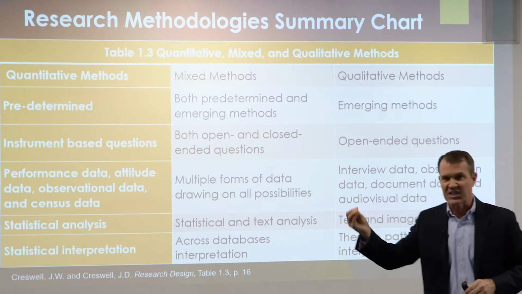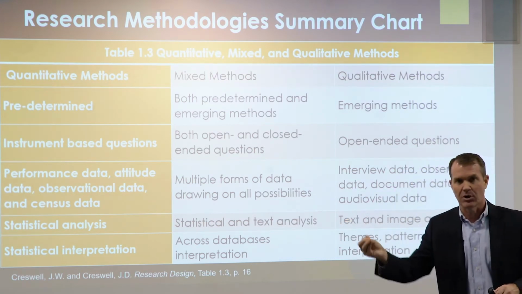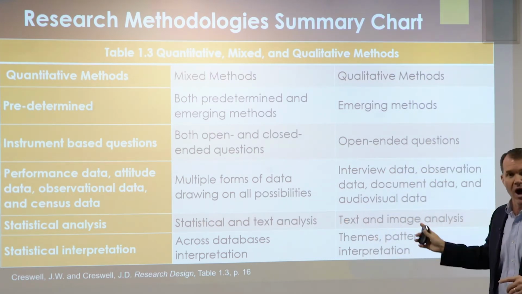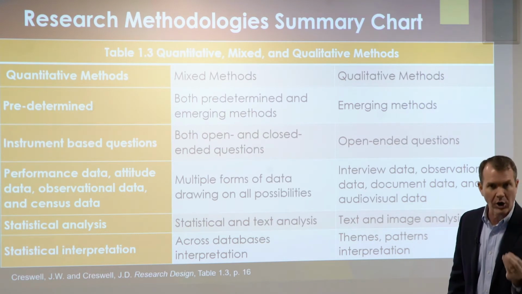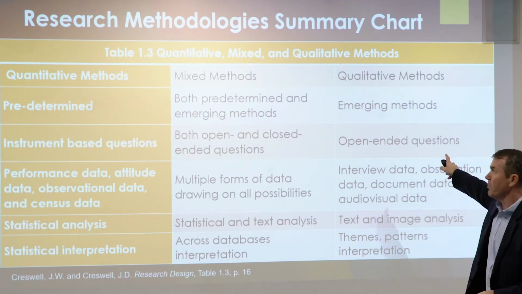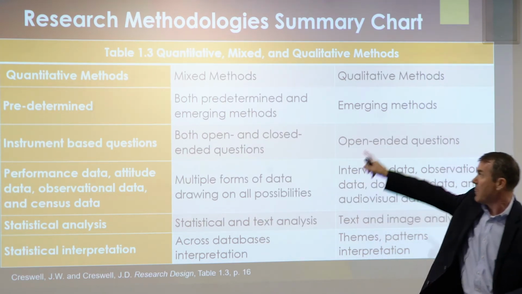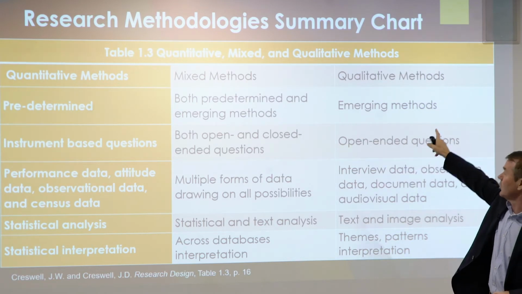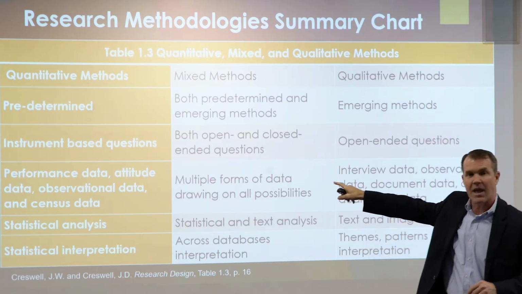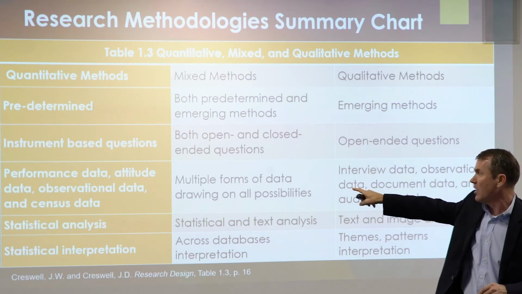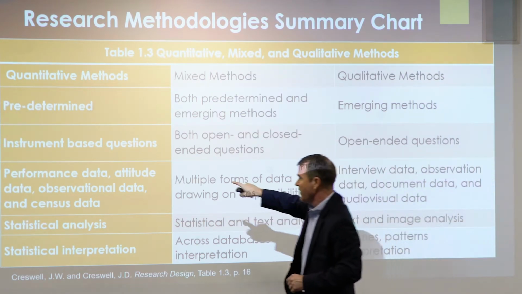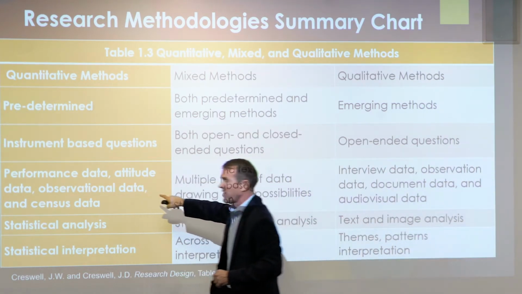Remember, quantitative generates numbers. Qualitative generates words, a description. So open-ended will be important for that. When we talk about quantitative, when we're looking at research methods, we're looking at performance data. When we talk about qualitative, it's performance data, attitude, and observational data.